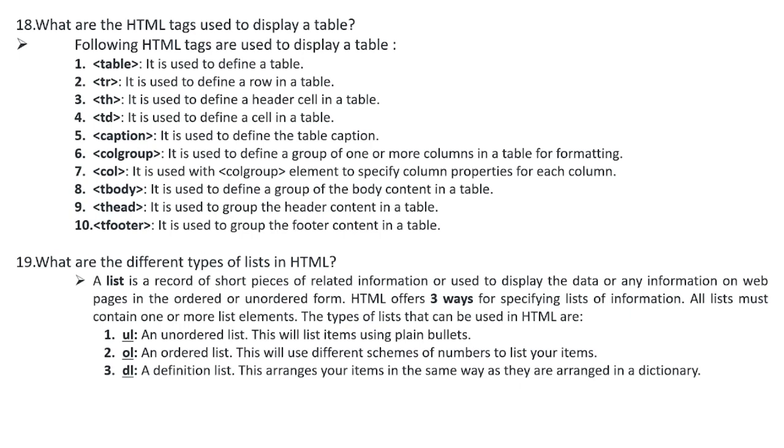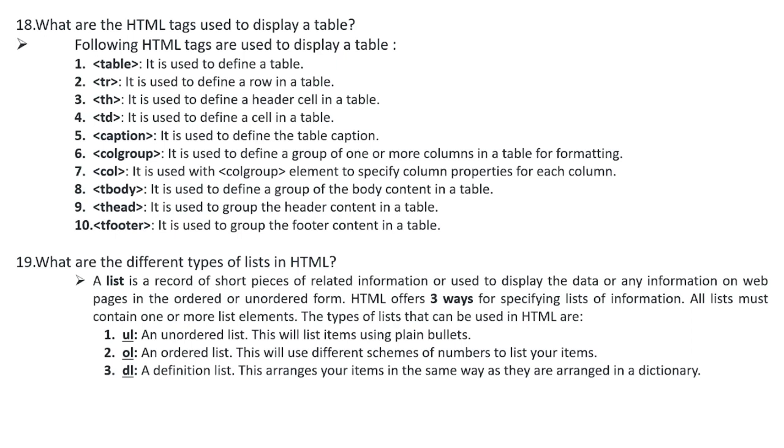Question 18. What are the HTML tags used to display table? Following HTML tags are used to display table. Table tag, it is used to define a table. TR tag, it is used to define a row in a table. TH tag, it is used to define a header cell in a table. TD tag, it is used to define a cell in a table. Caption tag, it is used to define the table caption.